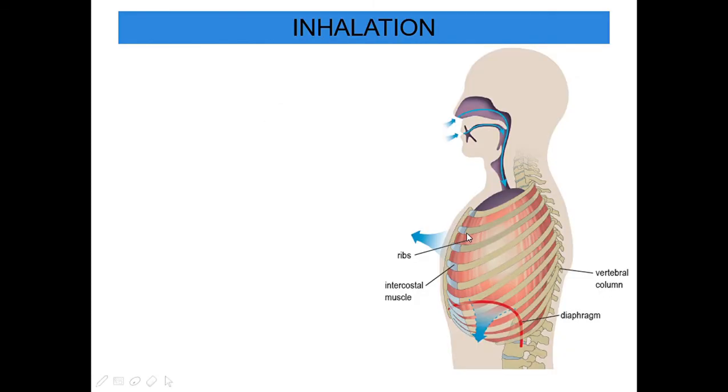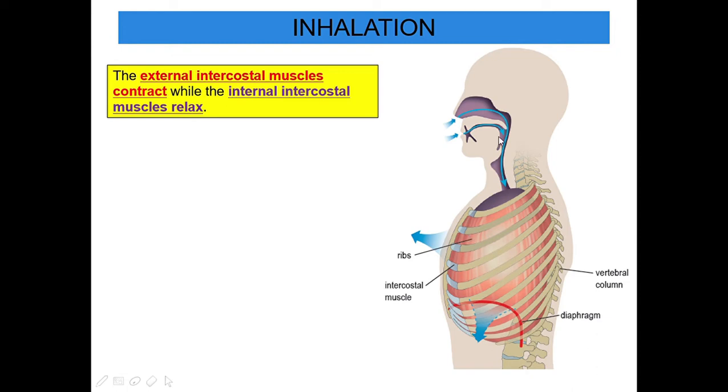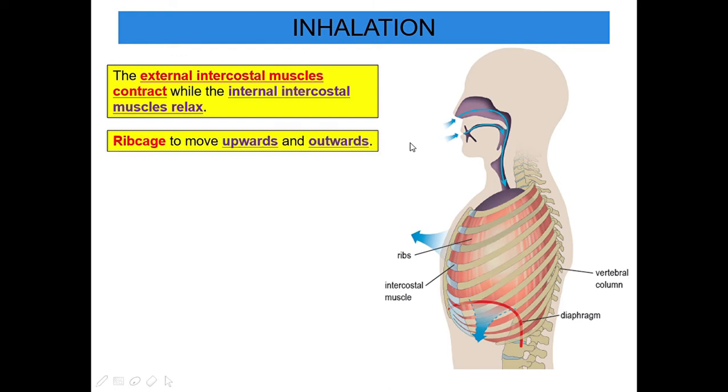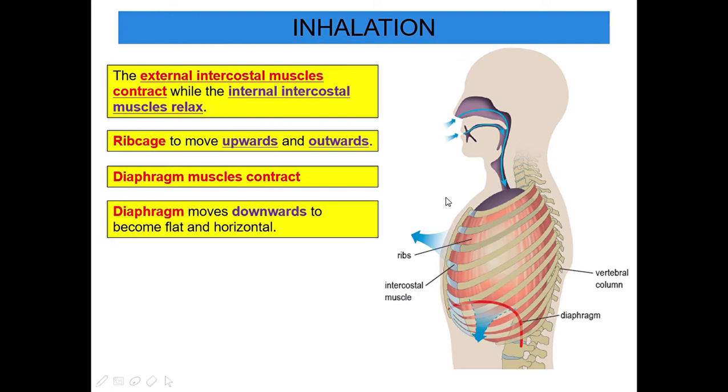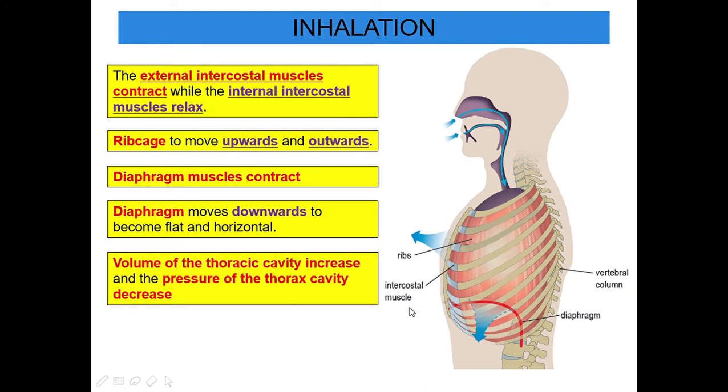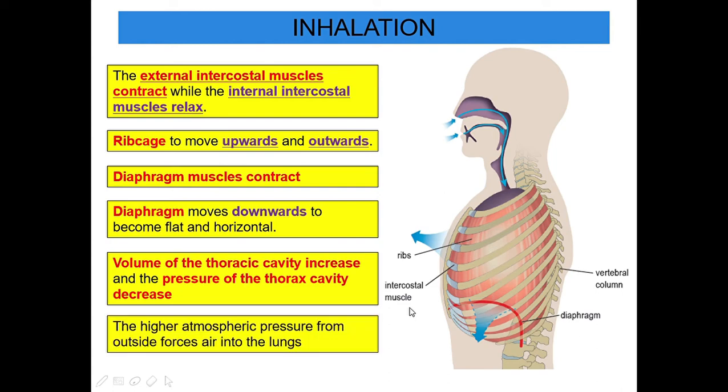So what happens during inhalation in human? The external intercostal muscles will contract while the internal intercostal muscles relax. So the rib cage moves upwards and outwards. The diaphragm muscles contract. The diaphragm moves downwards to become flat and horizontal. Okay, they push against your stomach. So the volume of the thoracic cavity at this point increases and the pressure of the thoracic cavity decreases. The higher atmospheric pressure from the outside will force the air into the lungs.